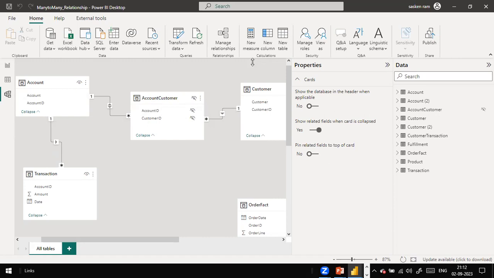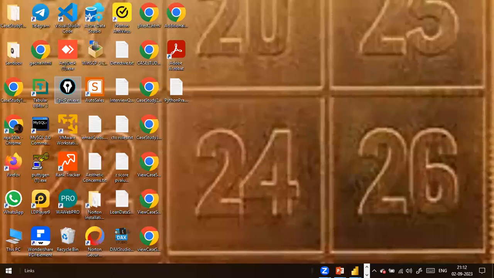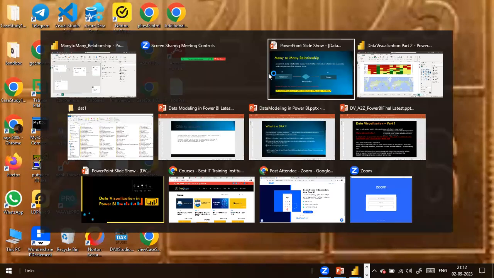This one is not coming up. Since I opened multiple reports, it is hanging.